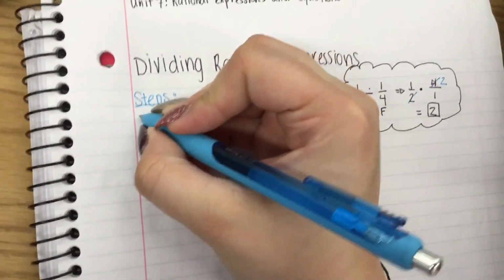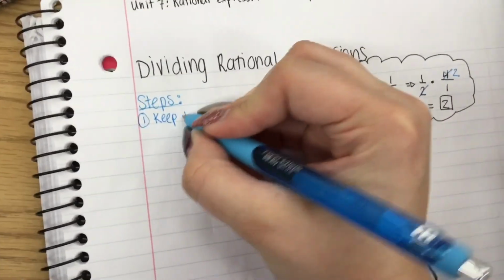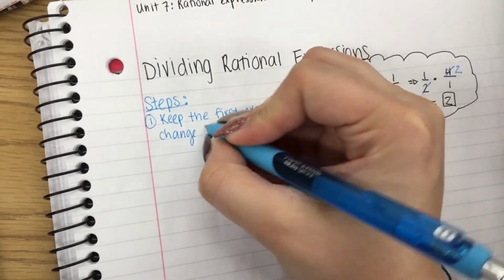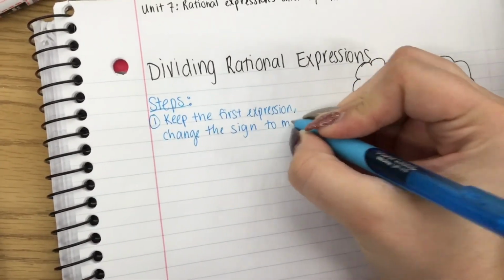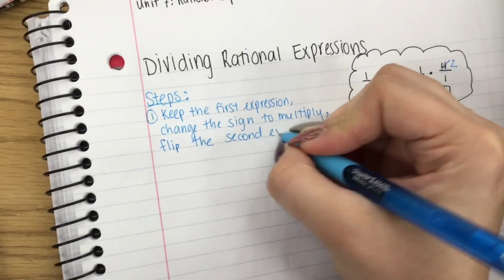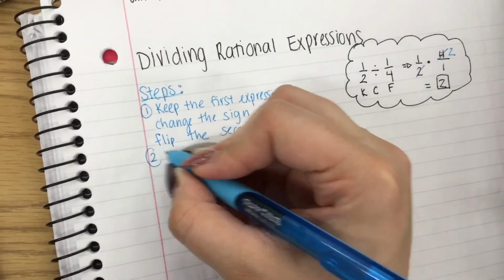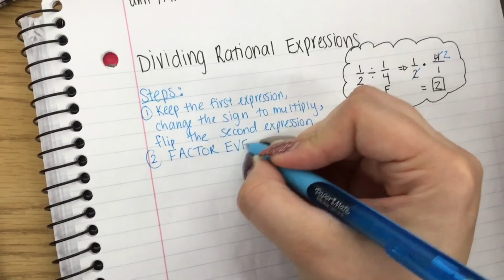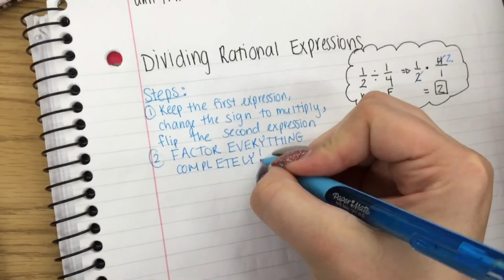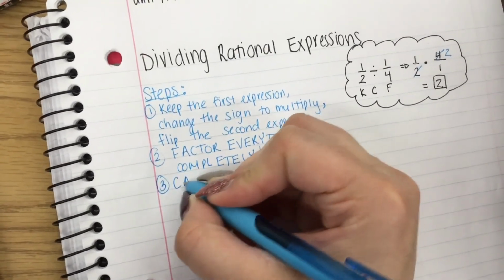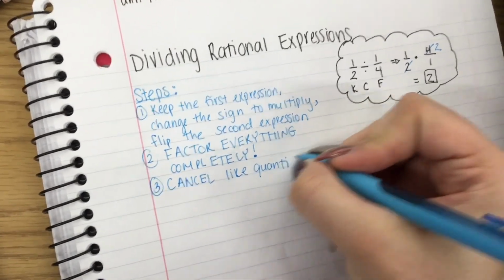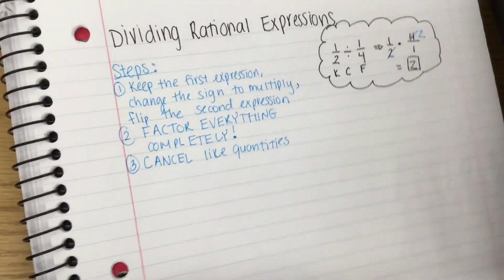I can use those exact same steps for dividing rational expressions when you've got a bunch of variables in there. So you're going to keep the first expression, change the symbol to multiplication, and flip the second expression. When you have a polynomial over a polynomial, you're going to have to factor absolutely everything completely until it can't factor anymore. Then, once you factor everything and you've kept the first expression, you changed the sign to multiply, you flipped the second expression, you have a multiplication problem. So here you can cancel like quantities as long as you have one in the numerator and one in the denominator.